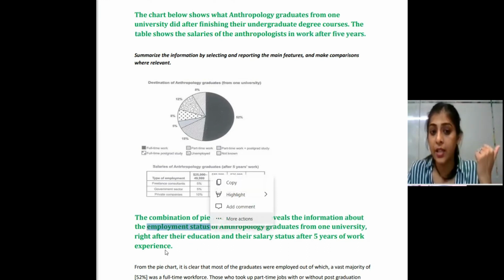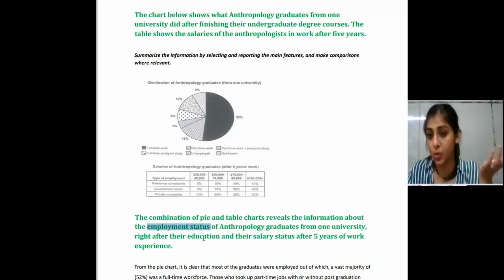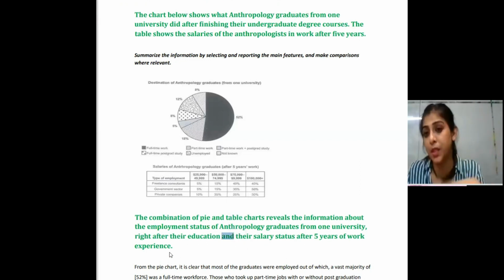Got it now? So here is information about the employment status of anthropology graduates from one university right after their education, right after their degree course, which means, okay? And as I mentioned, pie and table together. Therefore, I have connected those two sentences with and their salary status after 5 years of work experience. Now, this is a complete introduction with proper paraphrasing as well.